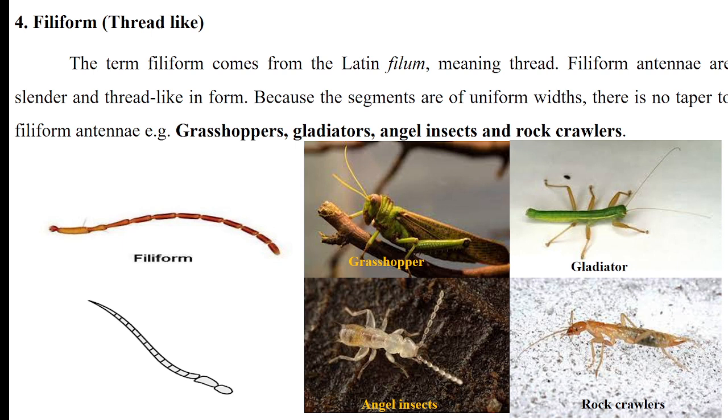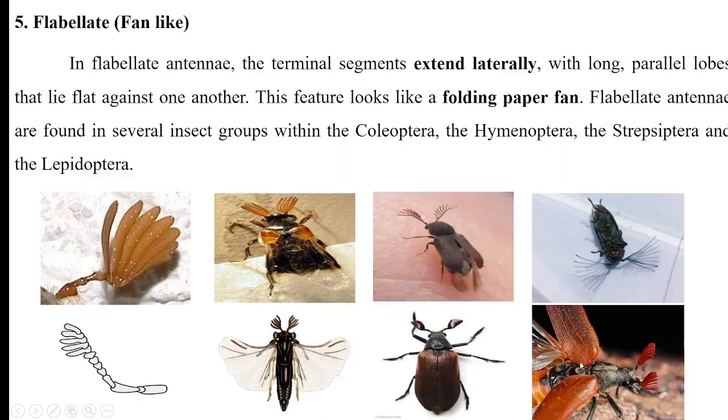Then the filiform antenna, also called thread-like antenna. In this type of antenna, the segments are more or less equal in size from base to apex, you can see here. This type of antenna is found in grasshoppers, gladiators, angel insects, that is Zoraptera, and rock crawlers, that is Grylloblattodea.